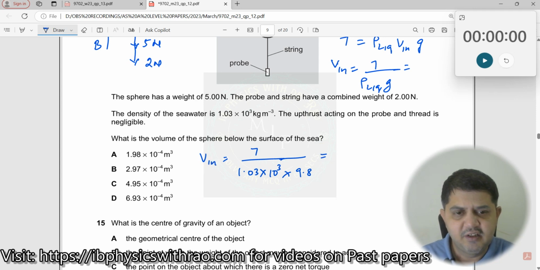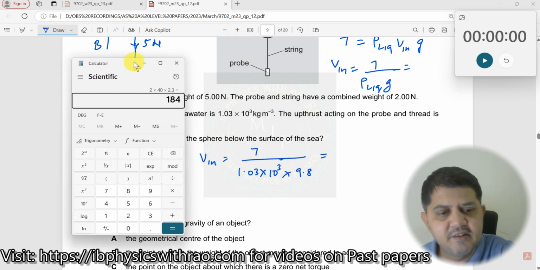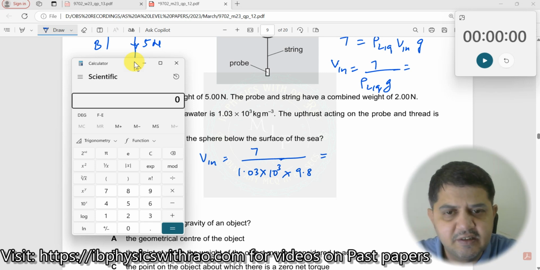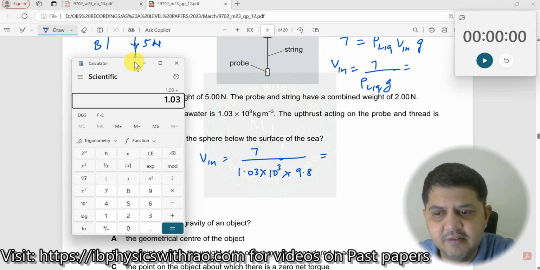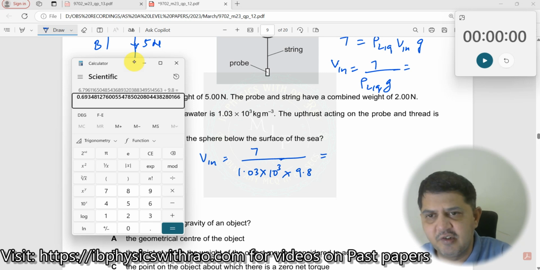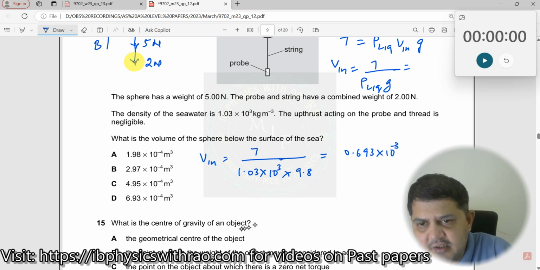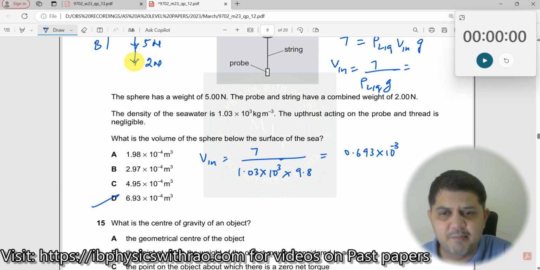Now let us do the calculations. I get this as 7 divided by 1.03, I made a mistake. 7 divided by 1.03 is equal to so much, divided by 9.8 is equal to 0.693. 0.693 into 10 to the power minus 3. I already have a 6.93. I just mark it blindly because there's no other coefficient here, right? So I can do it directly here.